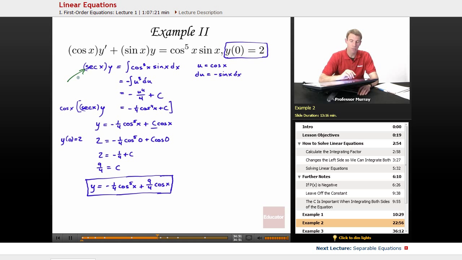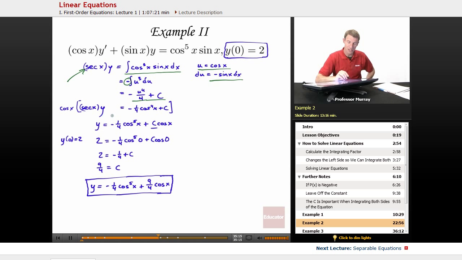On the previous slide we got this down to the point of having secant x times y equal to the integral of cosine cubed x sine x. And then to solve that integral, we use a little u substitution. u equals cosine x, du equals negative sine x. Because of that negative, that's where that negative comes from. And so then we get an easy integral of u cubed. So that gives me u to the fourth plus a constant.